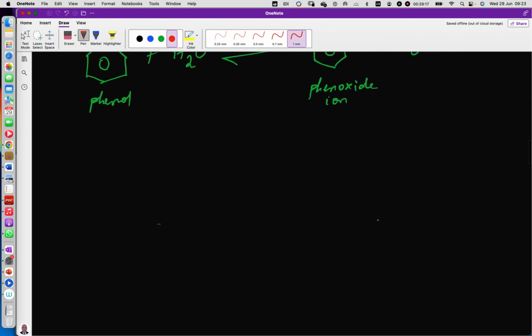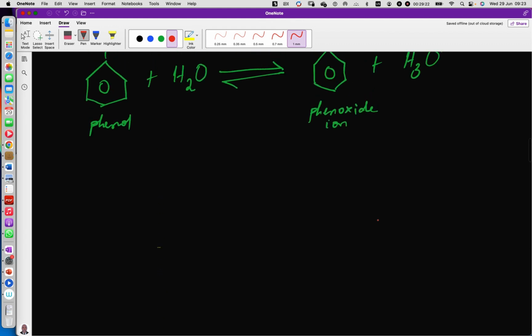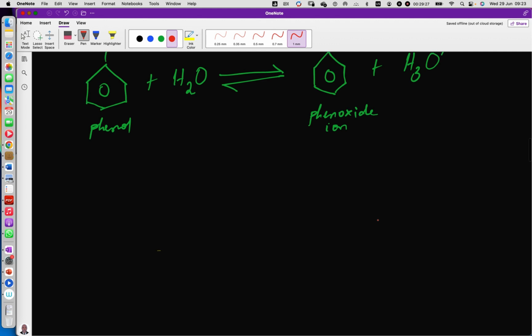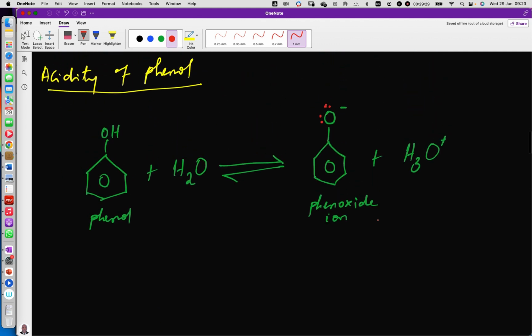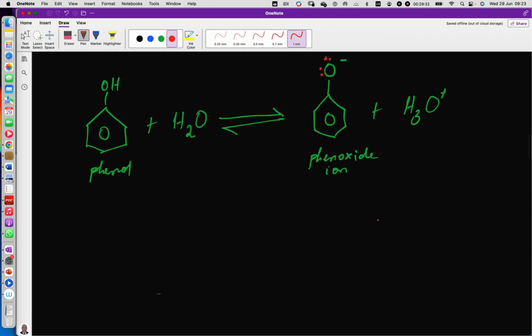Let's compare the relative acidity of organic acids with phenol. For instance, let me say ethanol, water, phenol, and ethanoic acid. Let's compare their acidity, the relative acidity of these organic compounds.